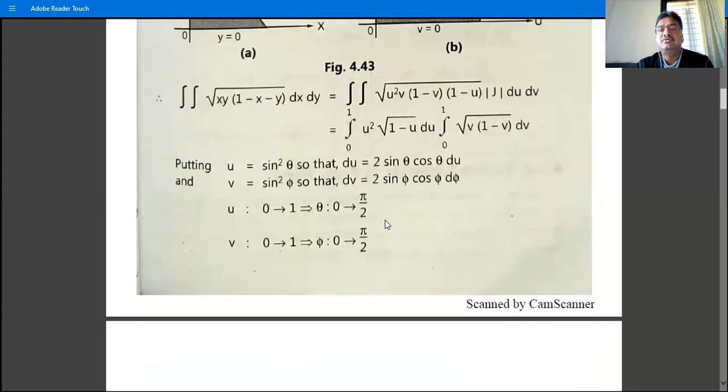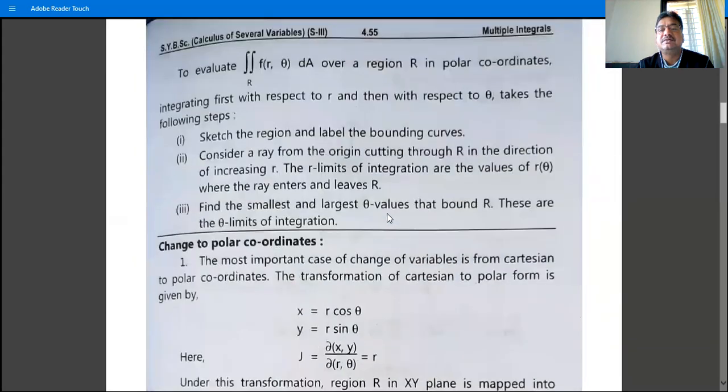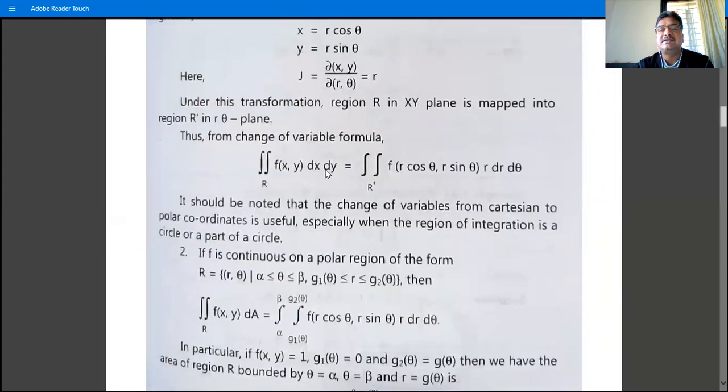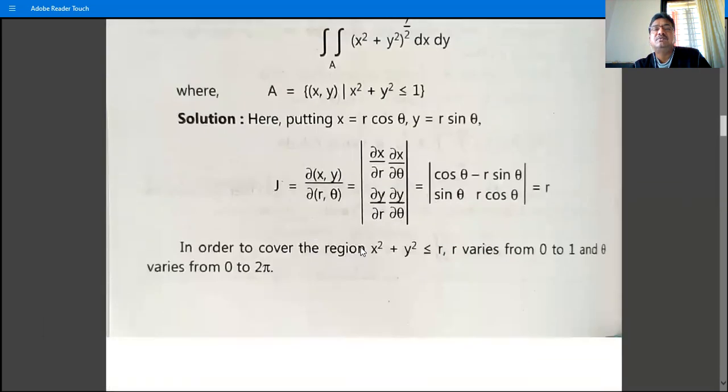Then if you have to change to polar coordinates, x is r cos theta, y is r sin theta. So the double integration over R of f(x,y) dx dy: R is replaced by R dash, the new region, and f(x,y) is replaced by r cos theta, r sin theta, and dx dy is replaced by mod J. Mod J is r. So r dr d theta. So an example on this polar coordinate.